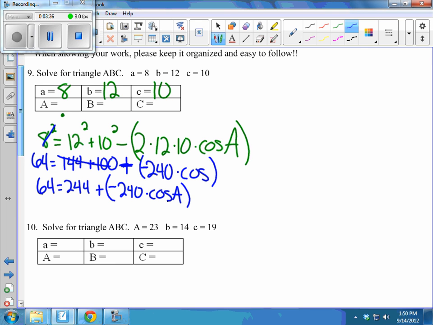And now I'm ready to start getting A by itself. So to get A by itself, I'm going to have to move the cosine. I'm going to have to move the negative 240 and the 244. And when in doubt, you move the furthest thing away, which is this 244 here. So I'm going to move it through subtraction. And when I subtract 64, take away 244, I get negative 180. And I'm actually going to move over here now.